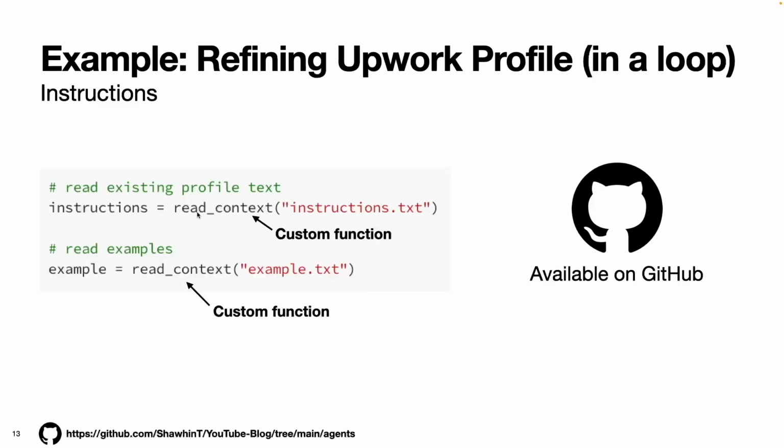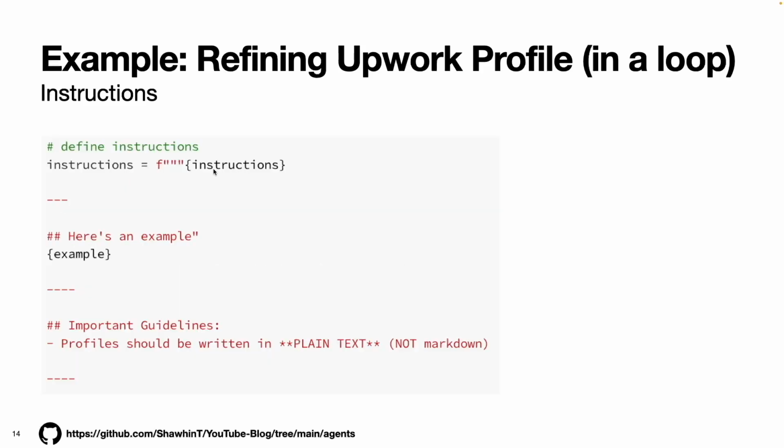And then I'll just call out that read context is a custom function. It's really simple. It just reads a text file from that context directory. And so we imported instructions and we imported examples. Then I just used this prompt template to create the final instructions. So I'm overriding the instructions variable here. Start with the instructions, I give an example, and then I add this important guideline.